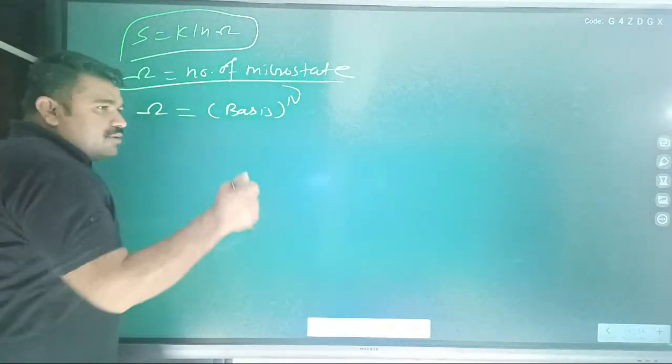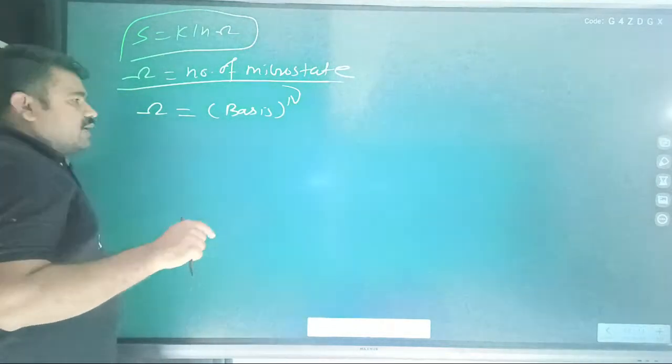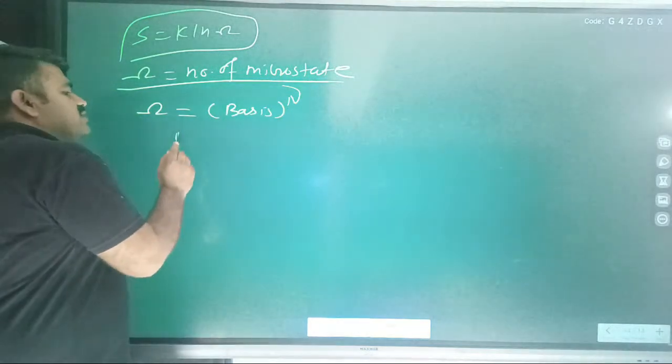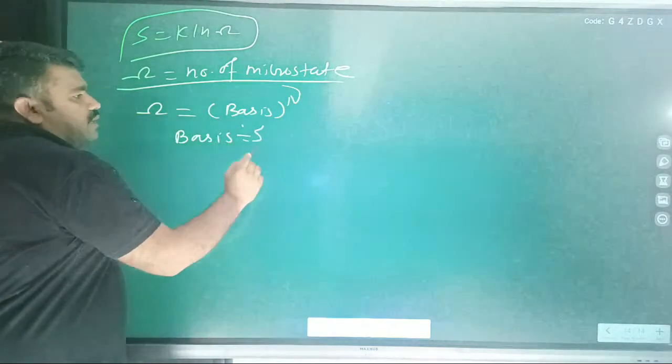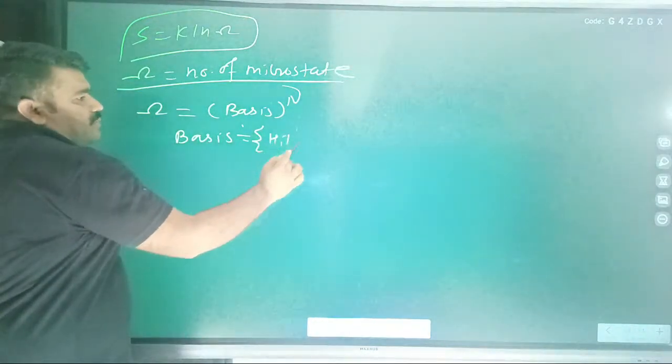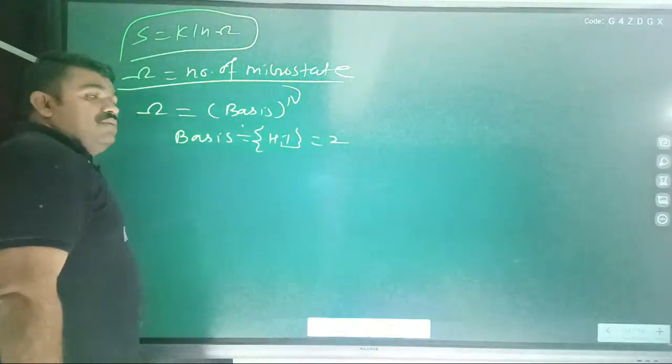सपोज हम कॉइन टॉस कर रहे हैं, तो कॉइन टॉस करने के बाद हमारे पास दो पॉसिबिलिटीज आ जाएगी, एक हेड और टेल। ओके, तो इसके हिसाब से इसमें बेसिस क्या हो गया, बेसिस हेड और टेल, h, t. Means here we are getting how many bases, two bases, here we are getting two bases.